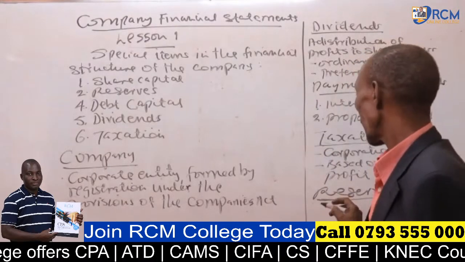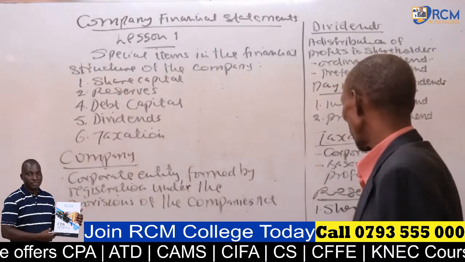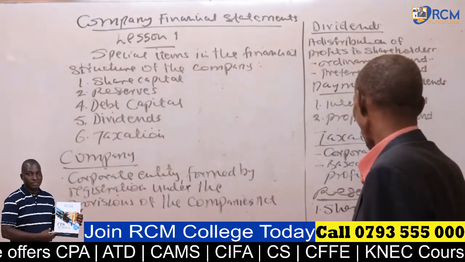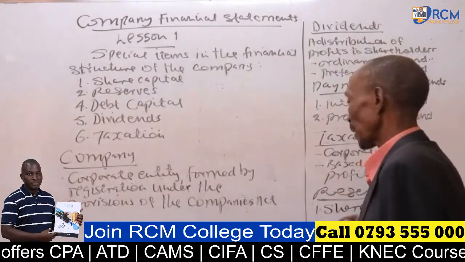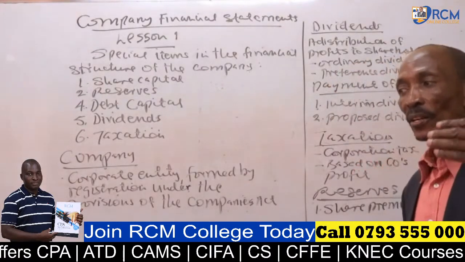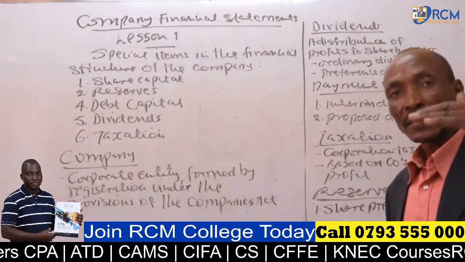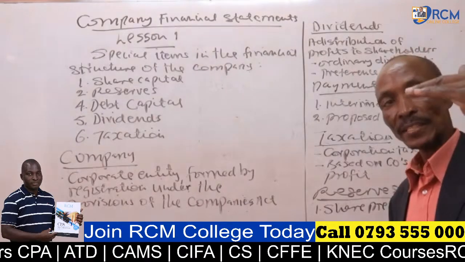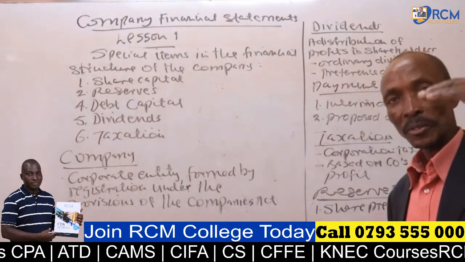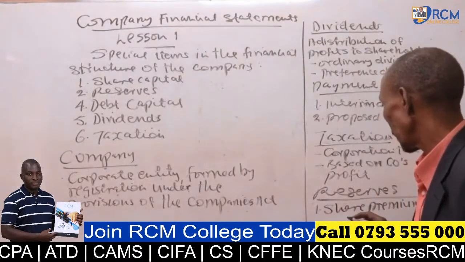And these reserves come in different ways. We have a reserve called share premium. This one comes from the company selling shares or issuing shares to shareholders. As the company issues shares, it sometimes makes a profit by selling the shares at more than what we call the nominal value. Then that extra price is called the share premium.